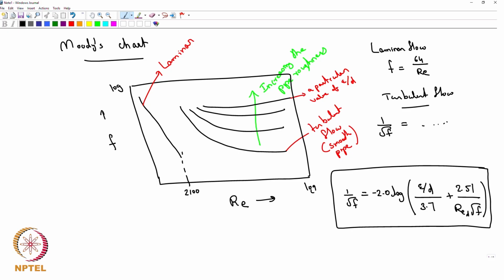So therefore you define something called a hydraulic diameter. We have heard of hydraulic diameter, so that's where it comes from. So we want to look at pipes of non-circular cross section.